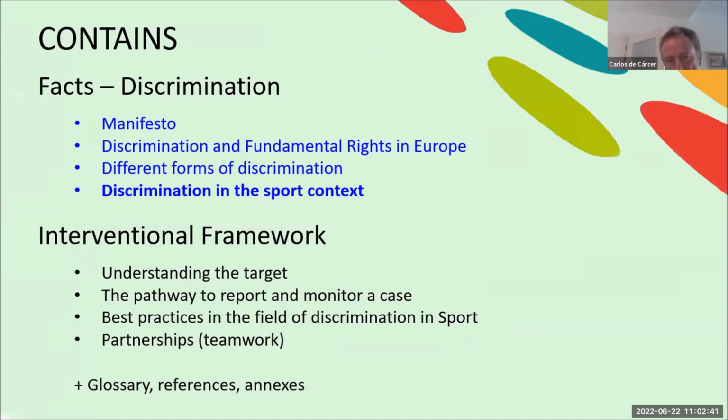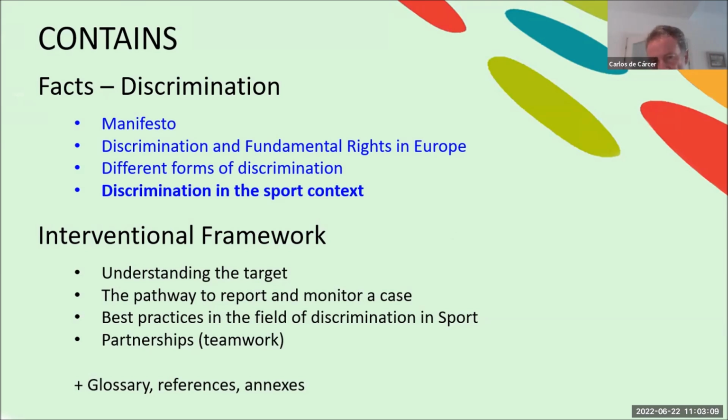This is an overall perspective of the contents. First of all, the facts, some more theoretical information. It has a manifesto: why this toolkit? The facts of discrimination and fundamental rights, and the different forms of discrimination that our colleagues David and Marco have previously introduced, also highlighting discrimination in the sport context.